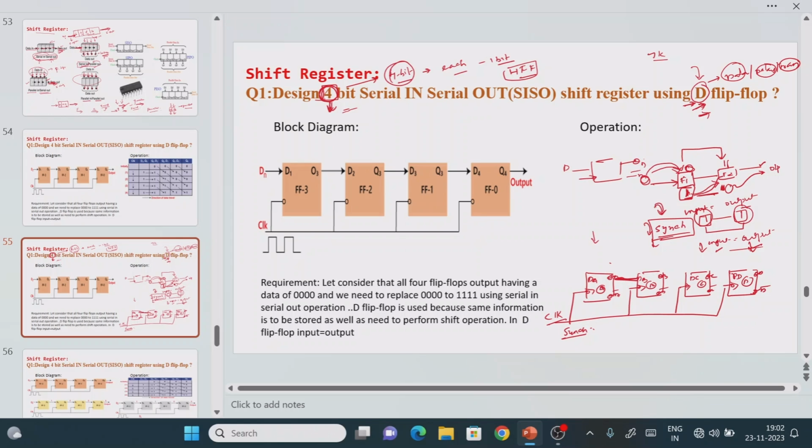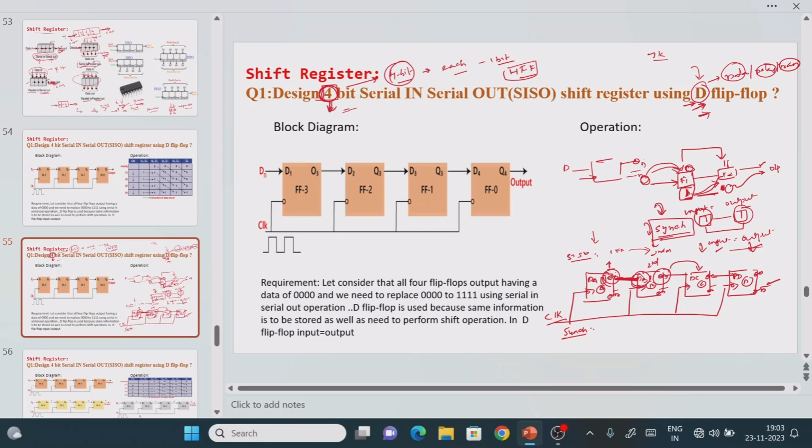Why? For example, if the first flip-flop output equals 1, let it be that 1 is stored here. After performing the shifting operation, what will happen? Through this line, this output will be the input for the second flip-flop. So this is the DB, this is the QA. It means the first flip-flop output will go to the second flip-flop input. The same way, the second flip-flop output will go to the input of the third flip-flop. So we are connecting here, and here. Then it is called a serial in, serial out shift register, right?